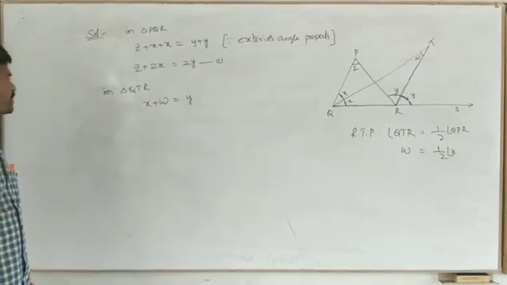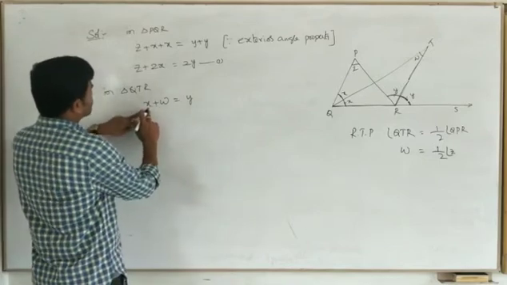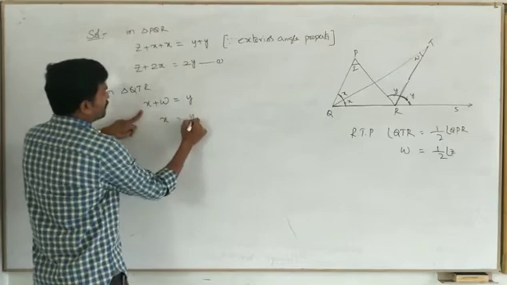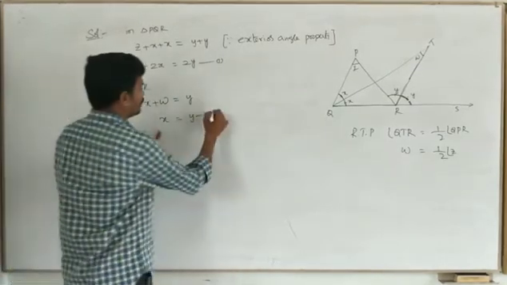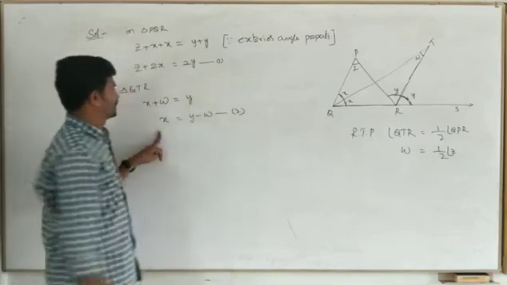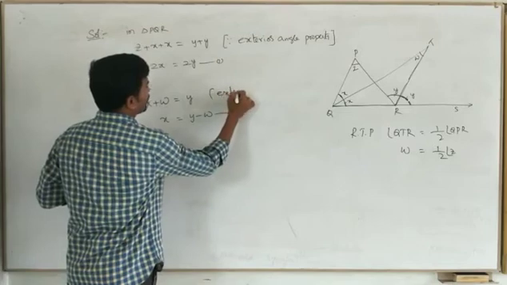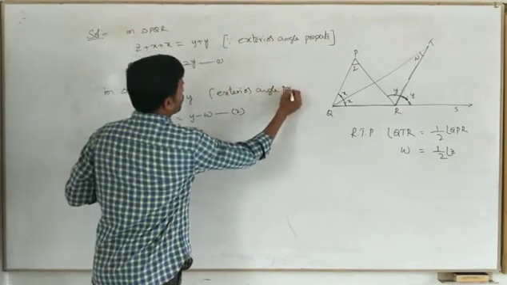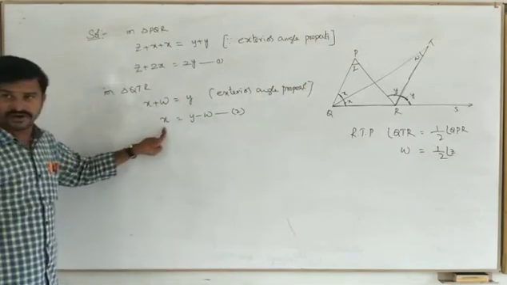Are you clear or not? And then this x equals how much? Y minus w, or not? Yes. Are you clear? Now let us take this as 2. Again here also you can write exterior angle property. Now the x value here we got.